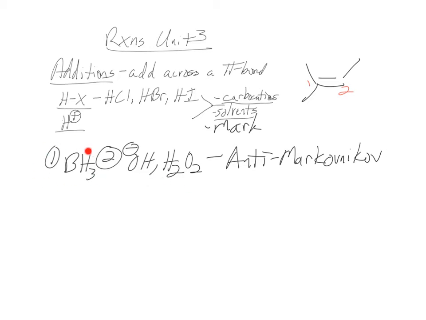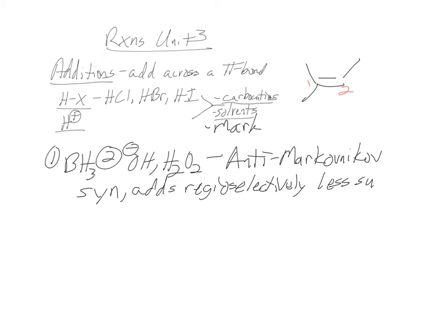You need to know the mechanism for the first step, where the boron adds to the less substituted carbon. That addition is a syn addition, and it adds regioselectively to the less substituted carbon, because it gives you an anti-Markovnikov product. That would be carbon 2 in my example up here, whereas before, all of these added to carbon 1. Now the second step, you don't need to know the mechanism for. All you need to do is replace the boron with an OH. The syn stays the same, everything stays the same.